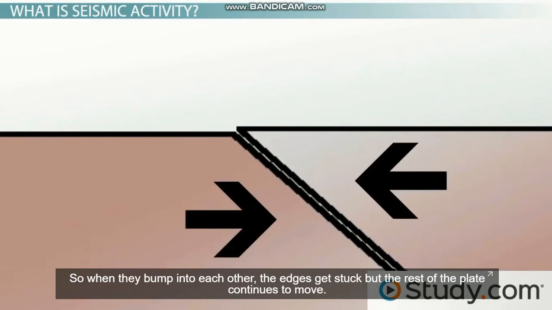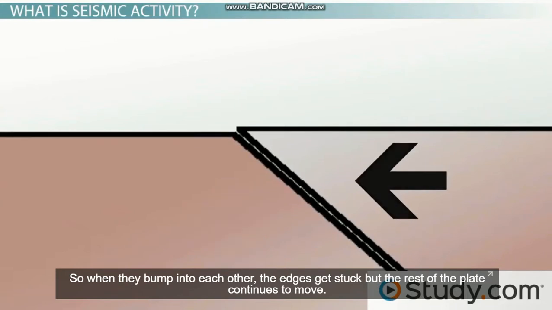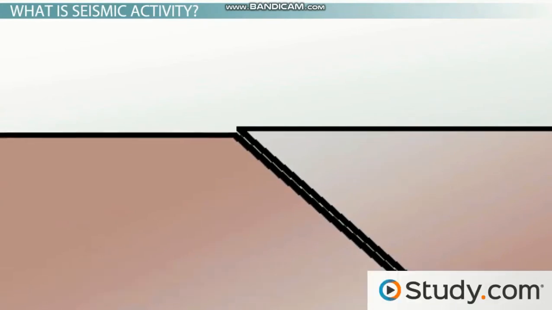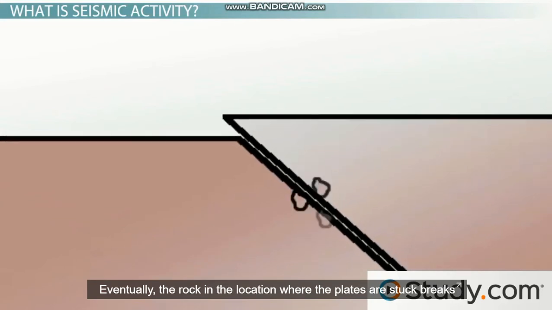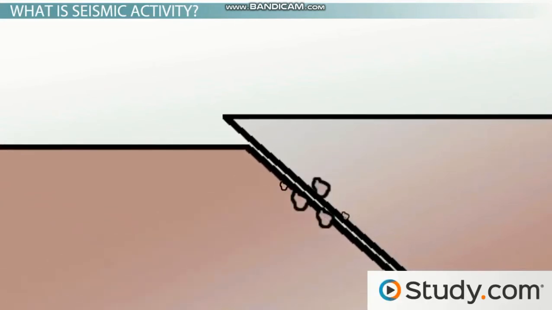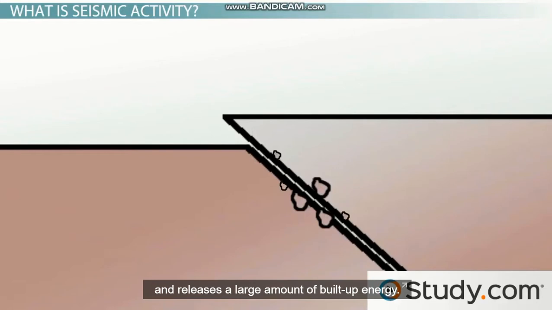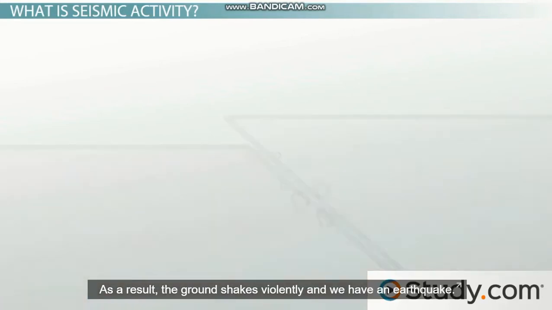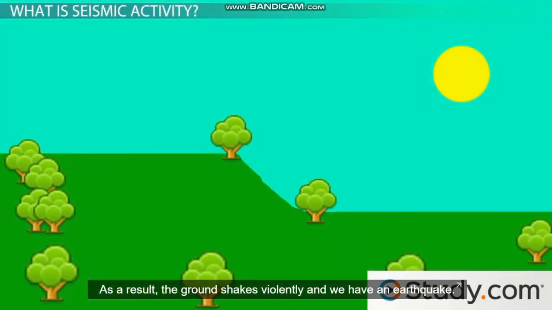So when they bump into each other, the edges get stuck, but the rest of the plate continues to move. Eventually, the rock in the location where the plates are stuck breaks and releases a large amount of built-up energy. As a result, the ground shakes violently and we have an earthquake.